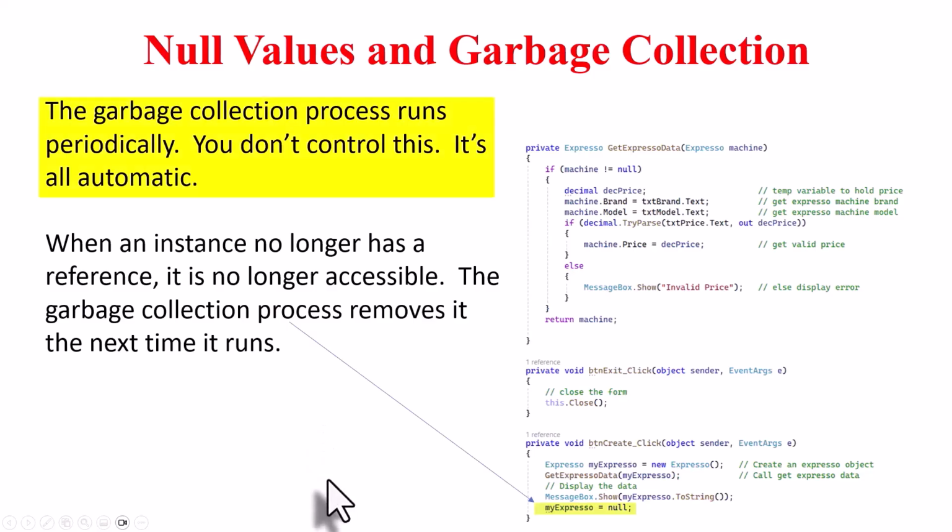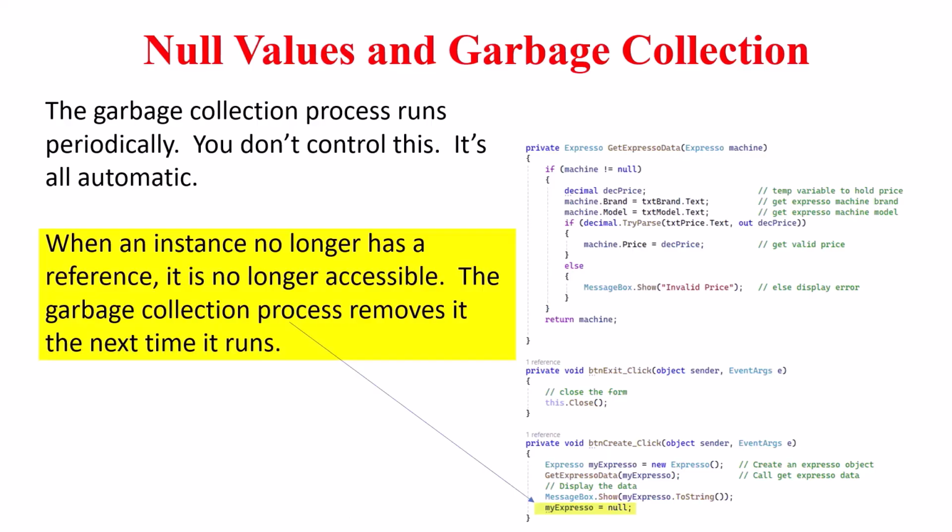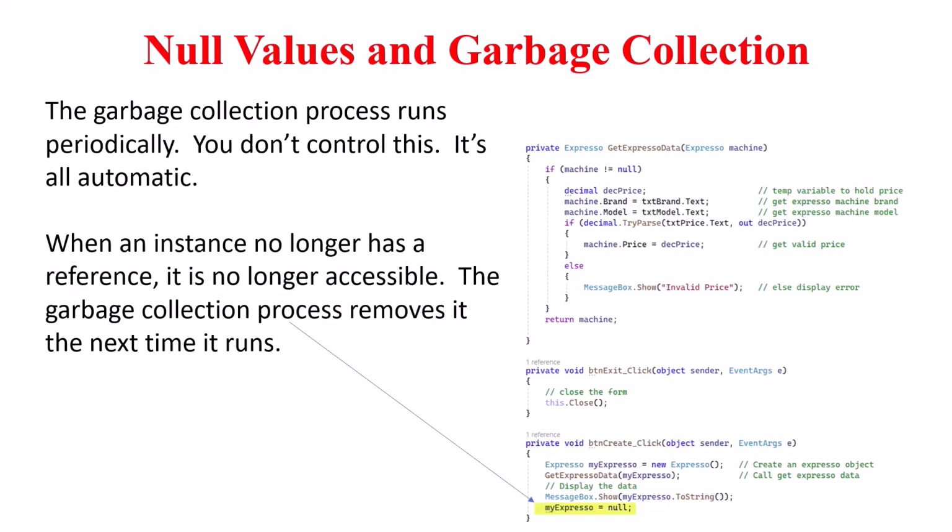The garbage collector process runs periodically. You don't control this, though. It's all automatic. When an instance no longer has a reference, it is no longer accessible. The garbage collection process removes it the next time it runs. You don't know when it's going to run, but it'll run periodically, and it'll remove it, get rid of that memory, and free it up so we have more memory for any other application we're actually running.